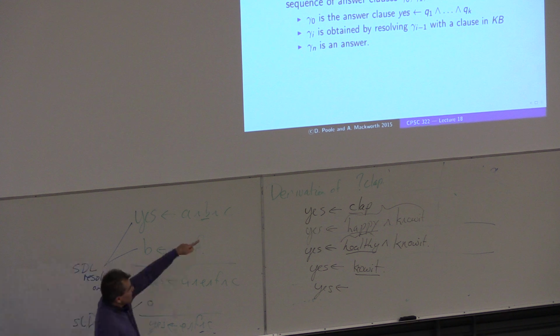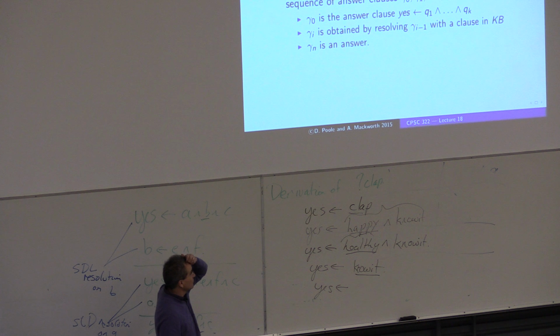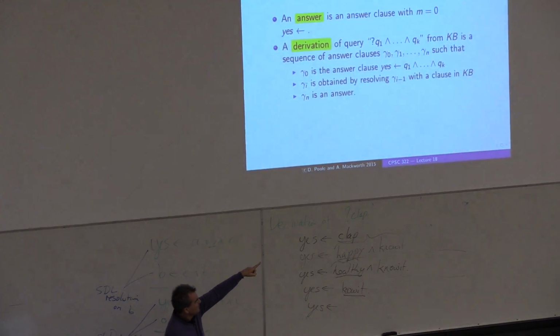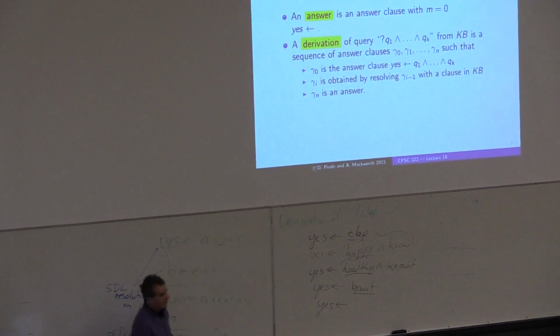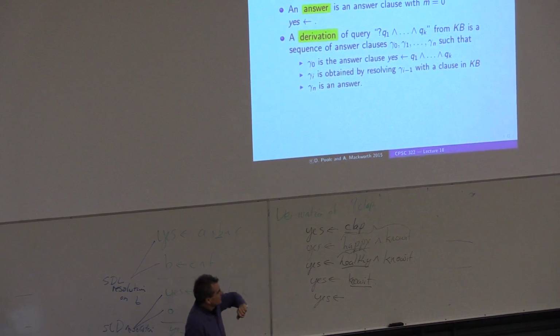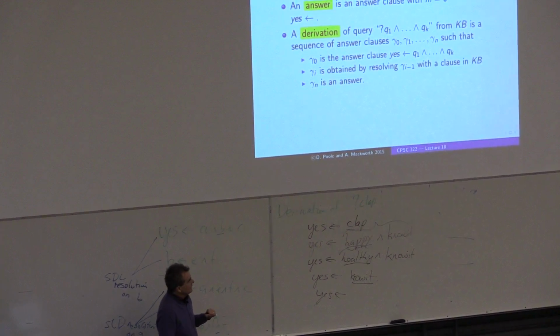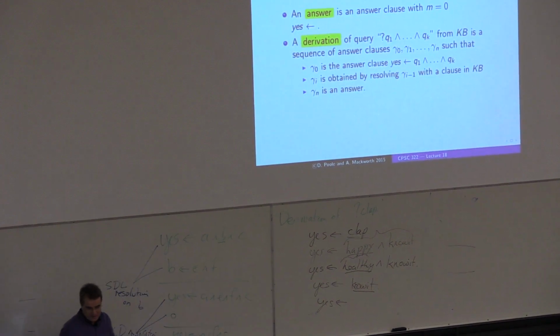So now we're going to solve this query. Here's my top-down interpreter. I'm going to solve this query, q if q1 up to qk. I'm going to have this answer clause that's going to start off with yes if I query it. Then we're going to select an atom from the body of this answer clause. We're going to choose a clause from the knowledge base with that atom as its head. And then we're going to replace ai in the body of the answer clause by the body of this clause until we have an answer.